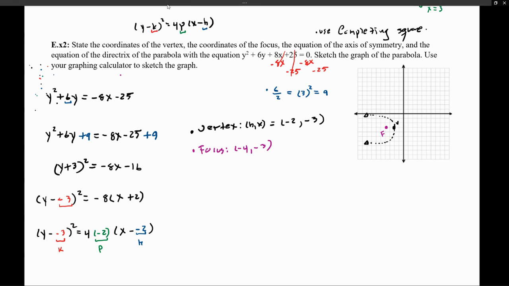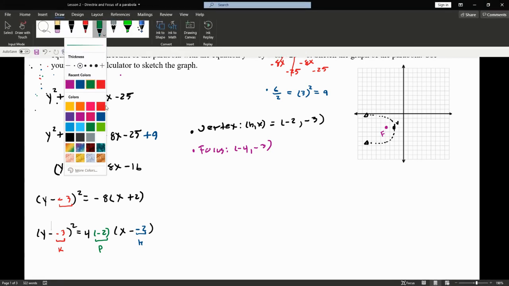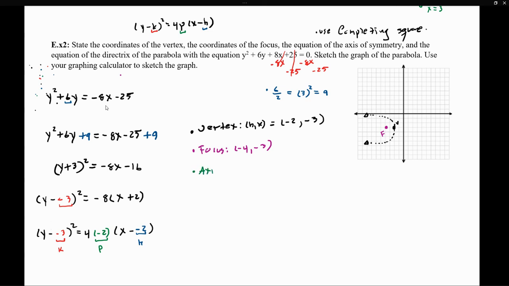Now for our axis of symmetry, let's do that in green. Well, we say that the axis of symmetry, at least when it comes to parabola, is a line that passes through the focus and the vertex, which in this case, I can see that my axis of symmetry is going to look something like this. But what is the definition of that line? Well, that line can be seen as y equals -3.